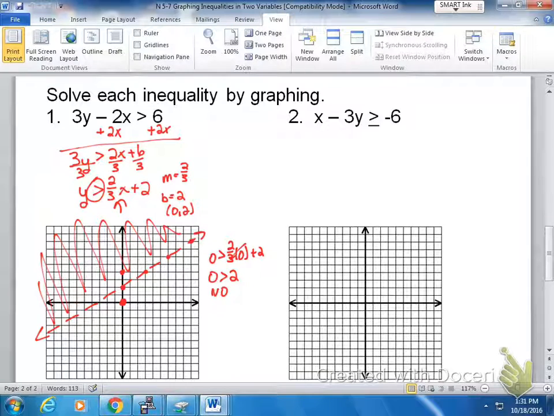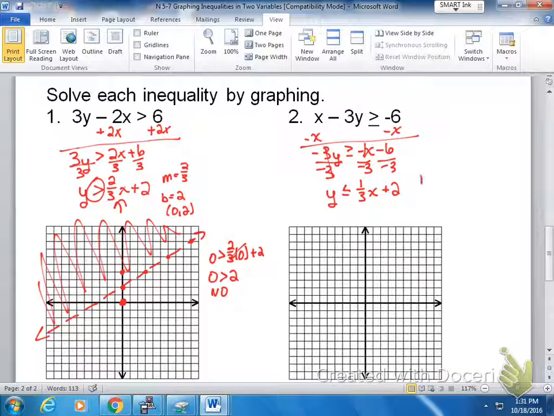Again, I've got to solve it for y. So I'm going to subtract x from both sides, and I have negative 3y is greater than or equal to negative x minus 6. Now I need to divide, but I want y'all to remember something. It's been a while. When you divide by a negative, the inequality flips. So instead of greater than or equal to, it's less than or equal to. I've really got negative 1x over negative 3, which is 1/3 x plus 2.